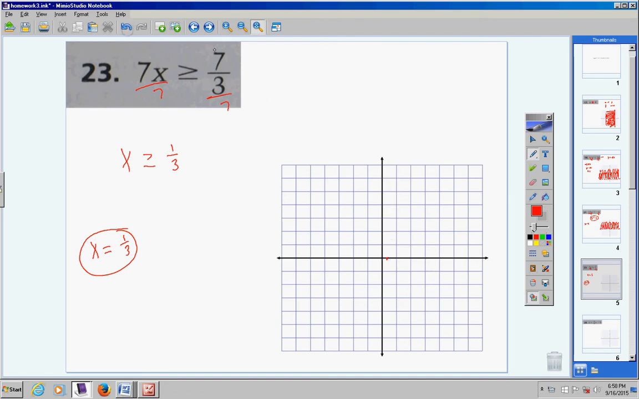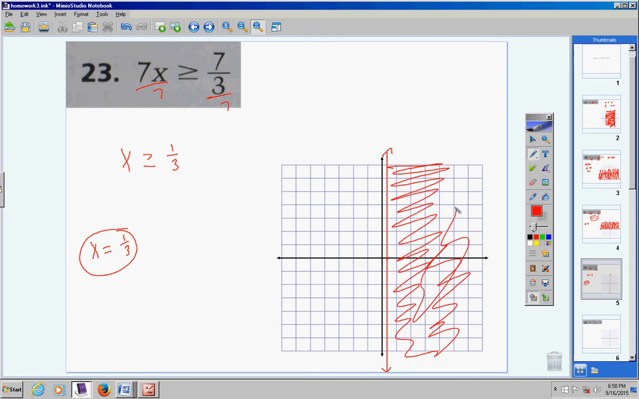So I'm just going to do this real quick. Give me just a second. So you have a vertical line going through 1/3. Alright? So there we go. Now then look at your inequality. X is greater than 1/3. So you are going to shade to the right. Okay? Shade to the right. And there we go.